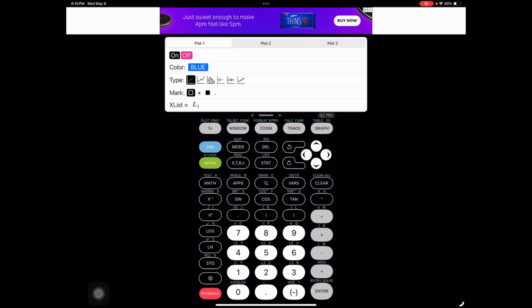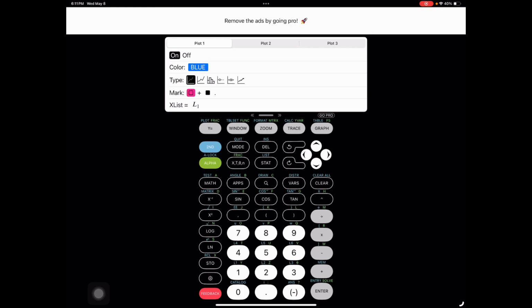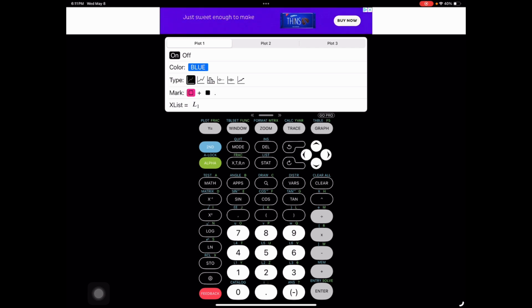So again, if I wanted it off, I'd go over to off and hit enter. I want it on, so I'm going to go over to on and hit enter. The color does not matter. The type is definitely going to be the scatter plot, which should be the first option. So you can see that there. Your mark, I leave as the boxes. It doesn't matter what you choose, but it's already selected and there's nothing wrong with that.